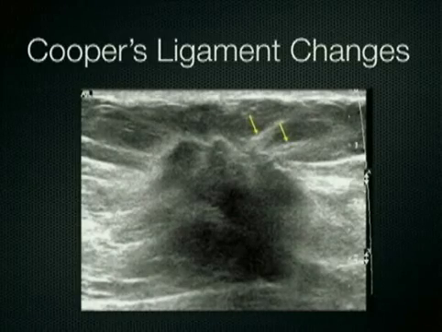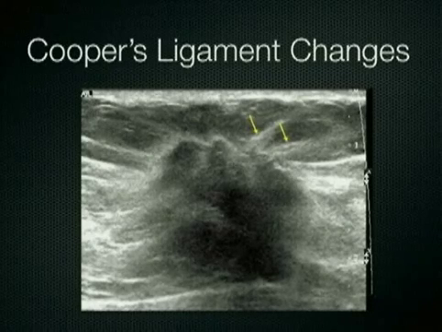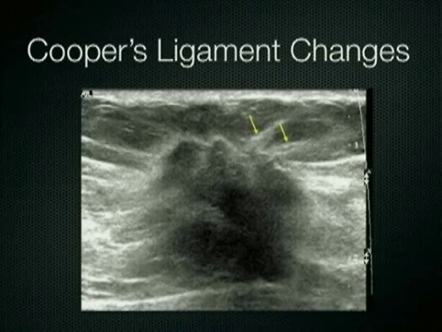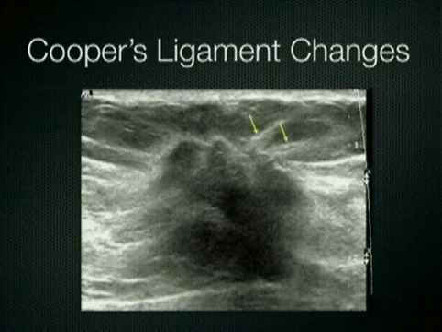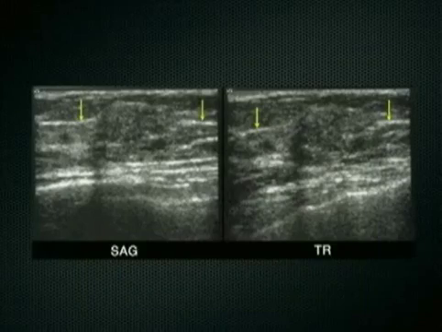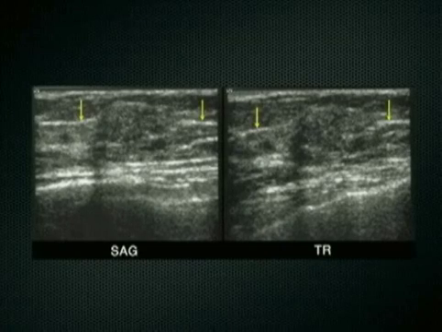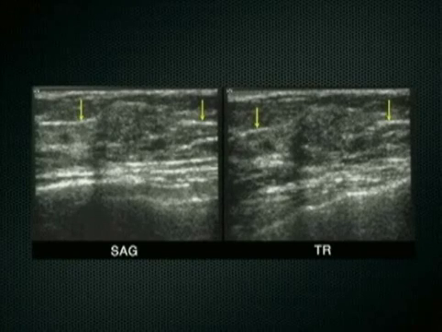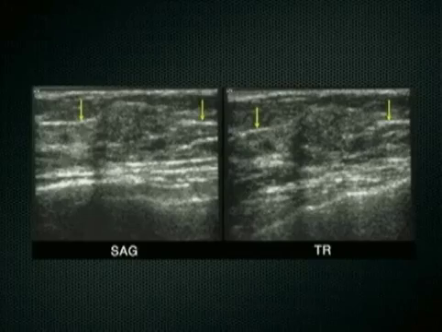In this example, there is distortion of the Cooper ligaments caused by desmoplastic reaction due to the underlying invasive cancer. The Cooper ligaments are contracted and drawn into the area of the tumor. In this example, a subtle mass interrupts the Cooper ligament, which suddenly disappears in the middle of each image at the location of the mass.